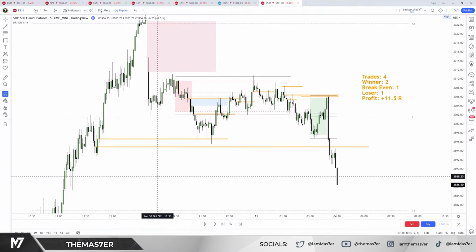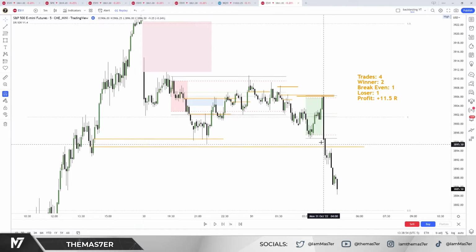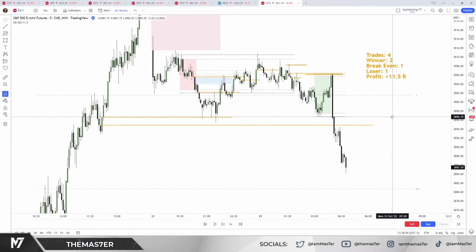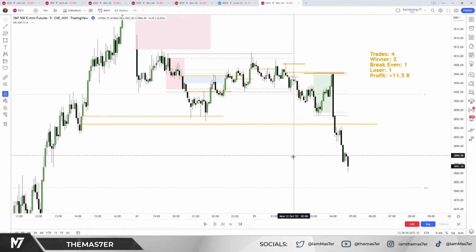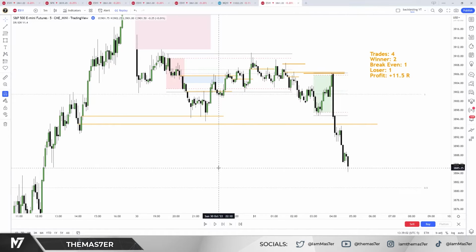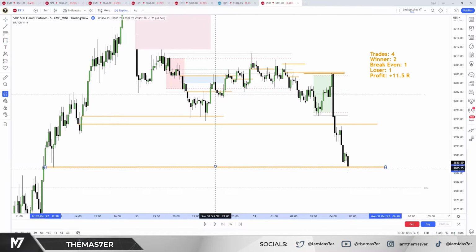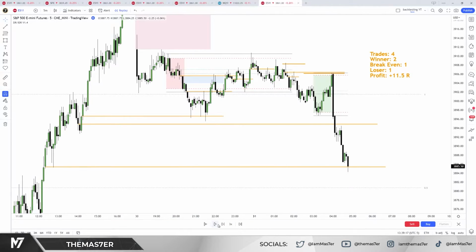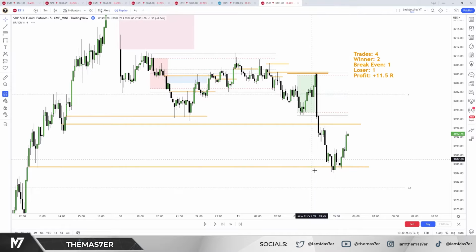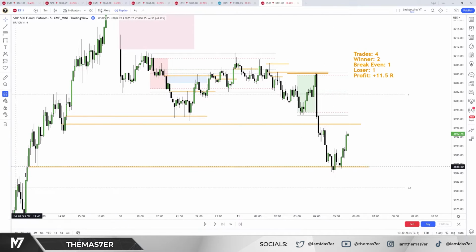So we go lower. I don't get any nice rejections from the DR levels, so I can't take any trade right now. So I'm waiting. So now we come to the first volume imbalance, and as by magic, we see a rejection over here. So that's nice. So you see how important it is to look and to see that.